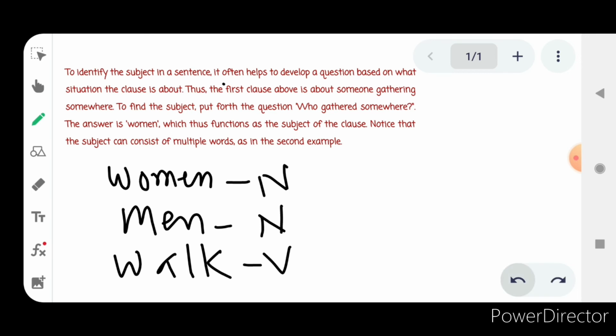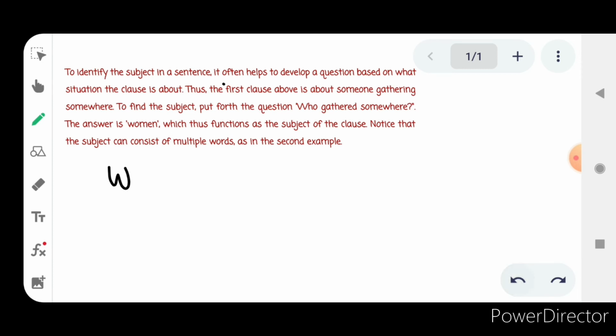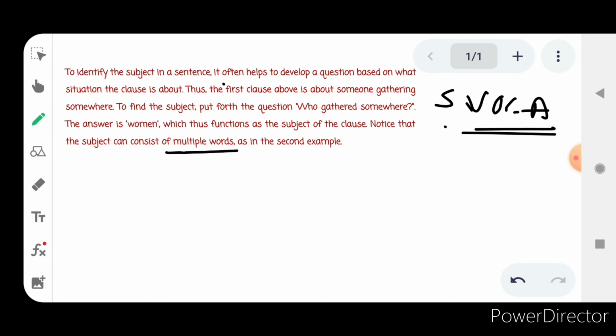But when they are included in the sentence, they take a position. Either of these five, means one of these five: S, V, O, C, A. One of these five positions is occupied by the words, and they come in combination. Not always are there single words. There are multiple words, for example, all the women.